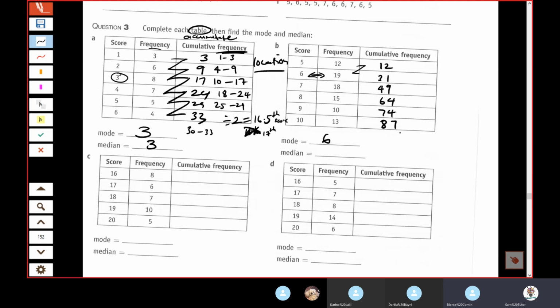My median, to find my median, I do 87 divided by 2. That gives me a location of 43.5. So that means it's the 44th score, in other words. If it's the 44th score, where would that be? Would that be, is it number 5? Is it number 6? Is it 7? Or is it 8? The 44th score. 5, 6, 7, or 8?